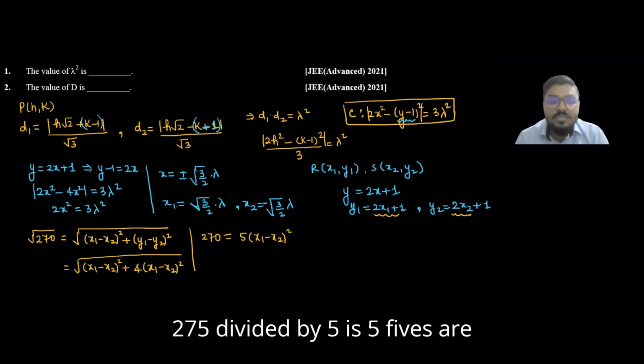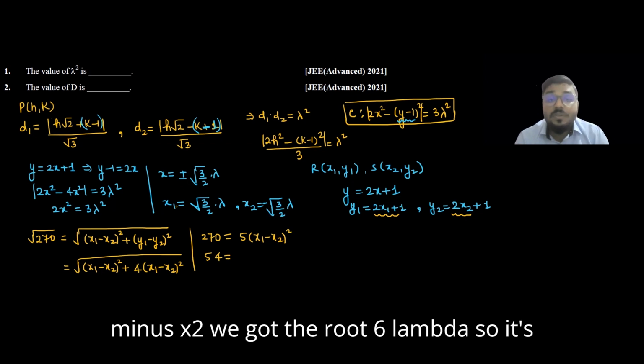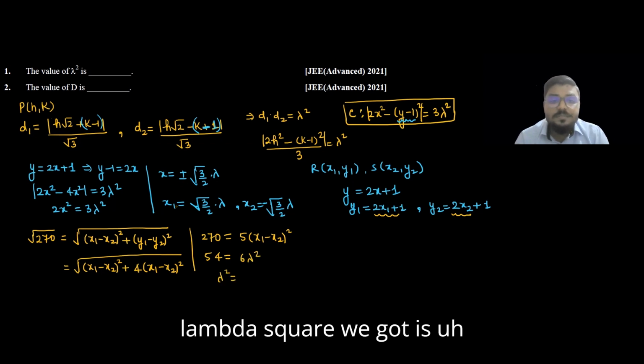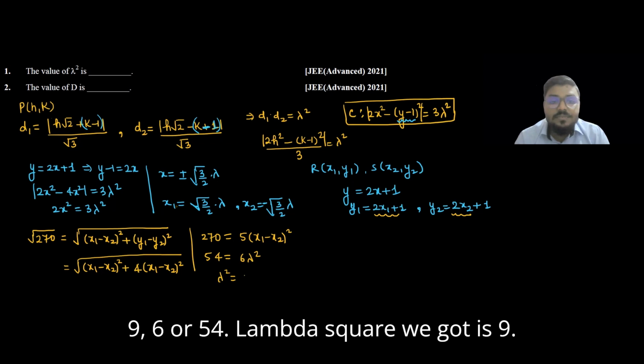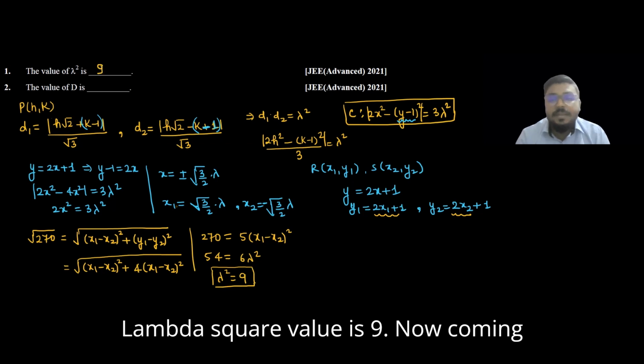So now 270 divided by 5 is 54. And x1 minus x2 we got as root 6 lambda, so its square will be 6 lambda square. So lambda square we got is 9, since 9 6s are 54. This is the first answer of the question. So lambda square value is 9.